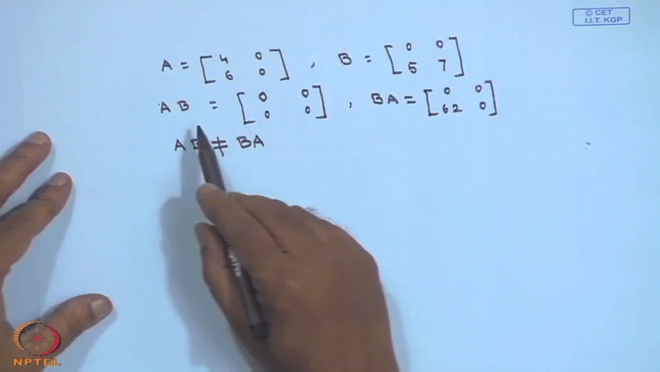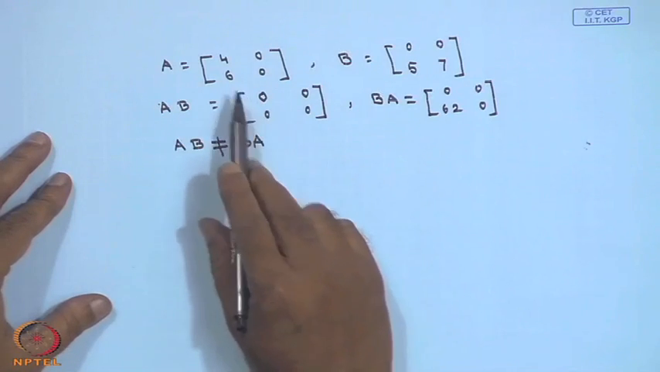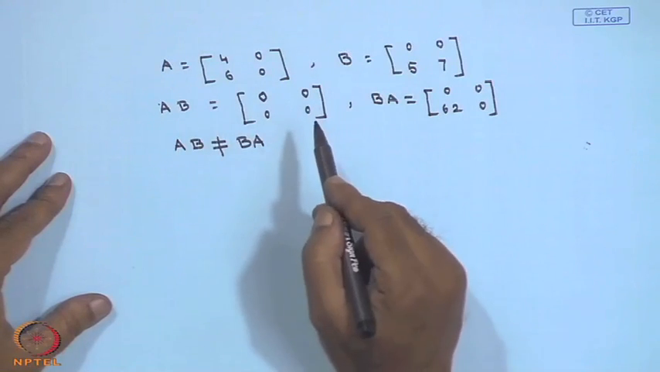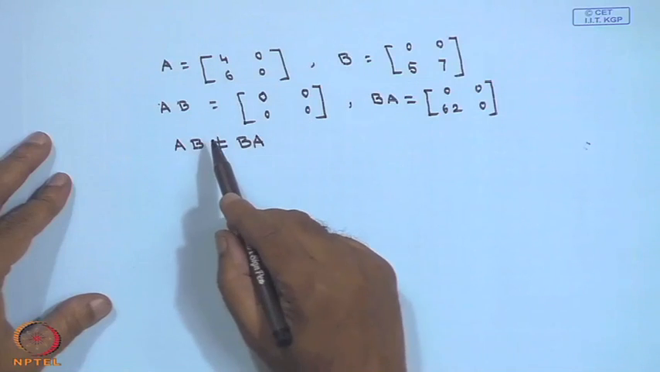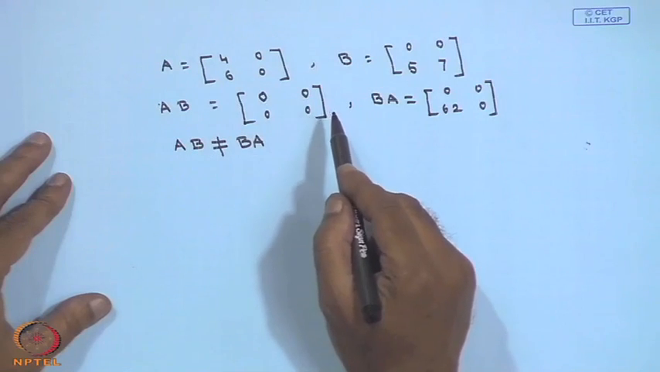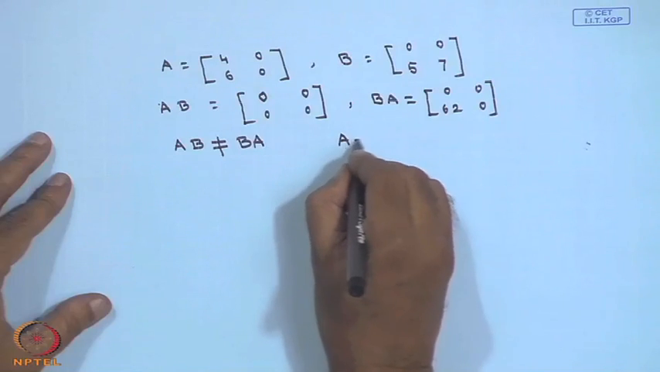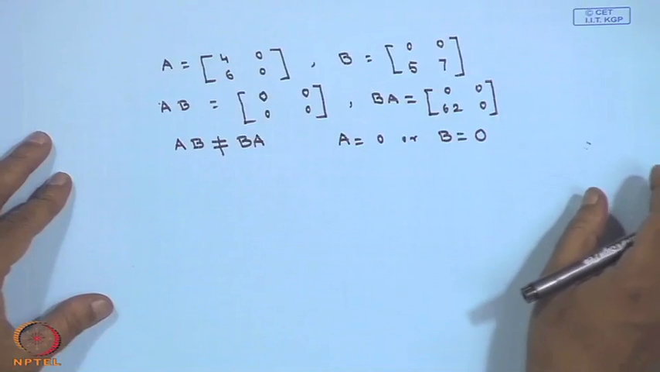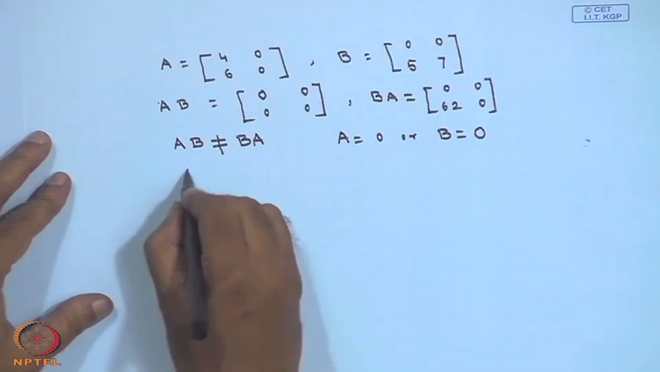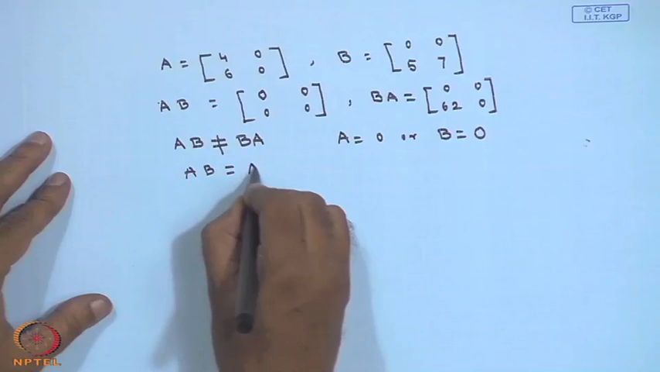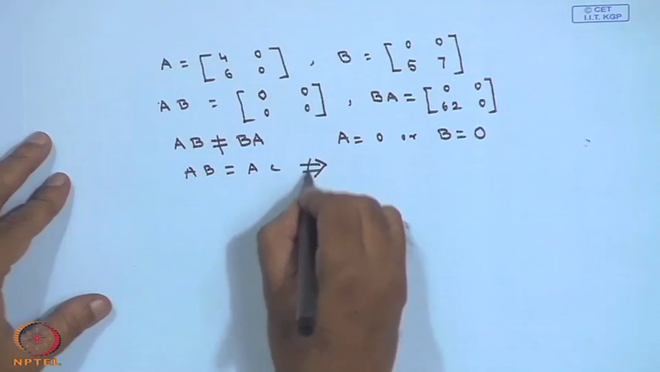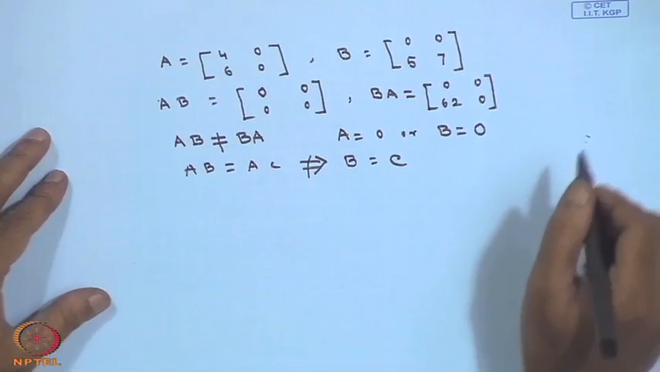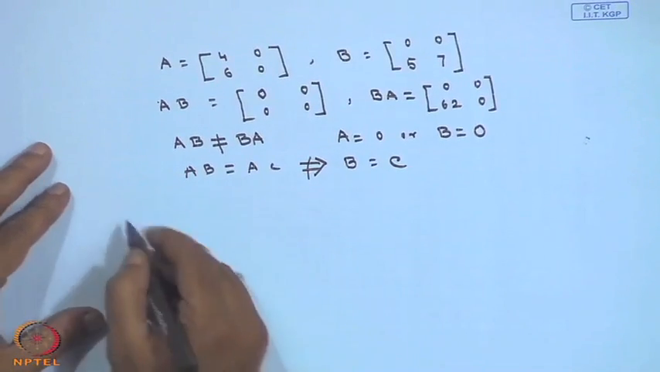Another thing is that, although A and B are two non-zero matrices, the product of these two is 0. So, if the product of two matrices AB equals 0, it does not necessarily imply that either A equals 0 or B equals 0. We should note this one. Similarly, if you have AB equals AC, it does not necessarily imply that B will be equal to C. It may hold, it may not hold. So, these things we have to keep in mind.